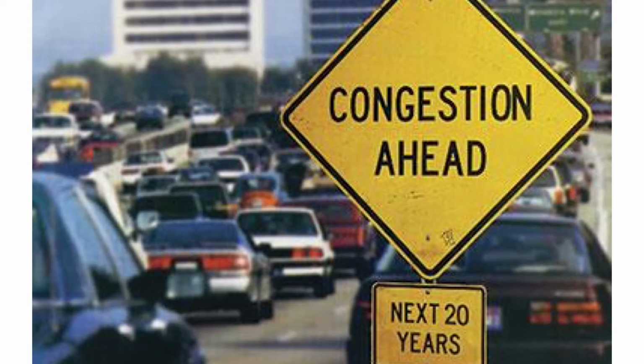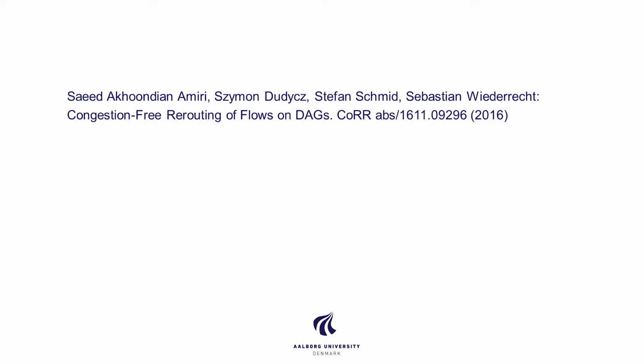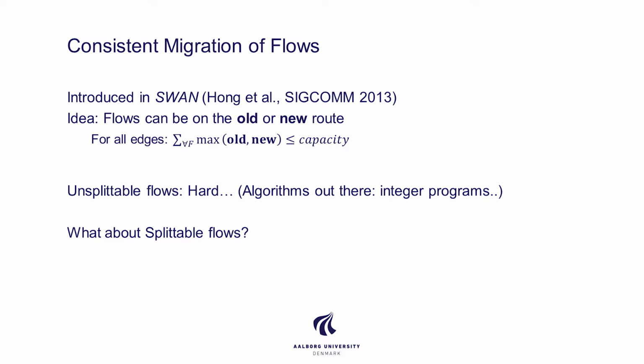If you want to do it without this flow tagging, the only work that I'm aware of is something by Stefan on arXiv right now, where he looks a bit at congestion-free rerouting on directed acyclic graphs. But I'm not going into detail about his paper now. I would rather look at the currently known algorithmic ideas.